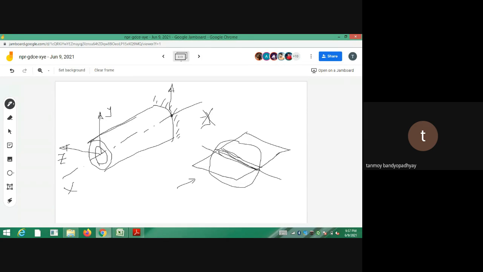So if you consider the xy plane, it is the neutral plane, NP. And if you consider the yz plane, it is the neutral axis. So it's a line. So the neutral axis is a line. Are you able to understand?